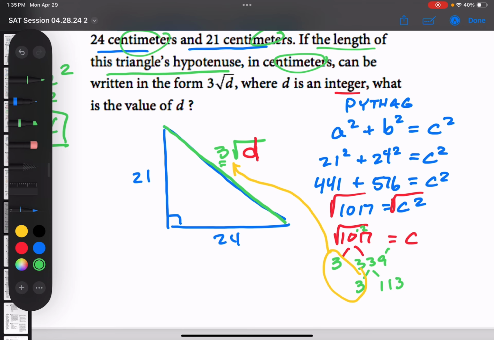So that means that your answer is going to be 3 radical 1, 1, 3. So what does D equal? D equals 1, 1, 3. And that's it. Ding dong, the witch is dead.